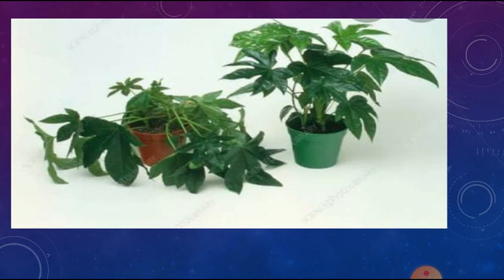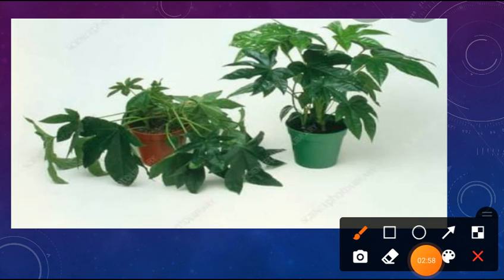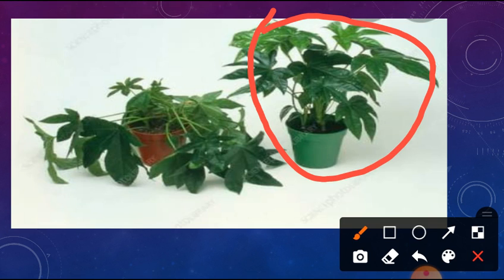See in this picture. See here in this picture. This right side plant, which got the correct quantity of water, it got required quantity of water, so it is healthy. All its leaves are green in color.